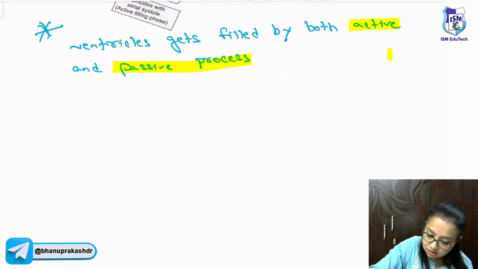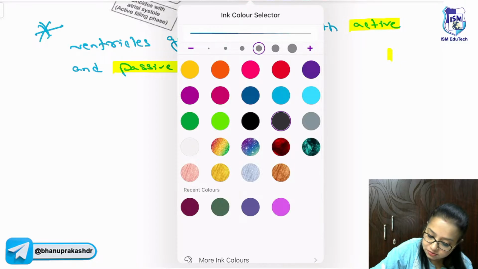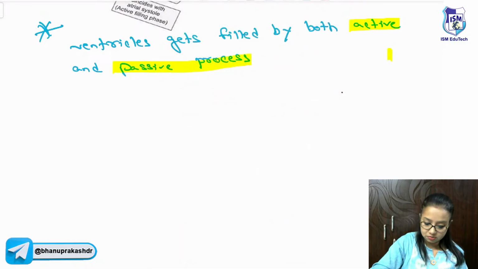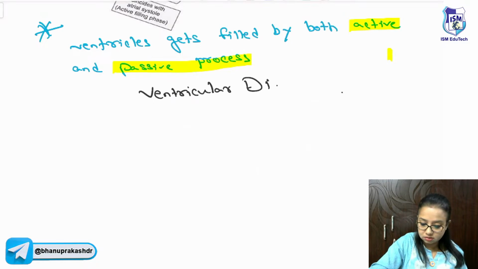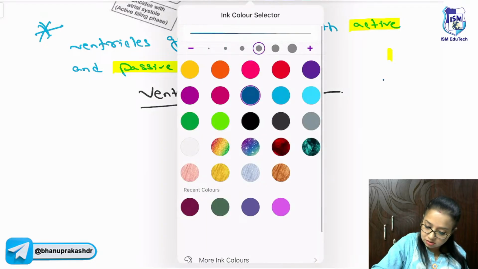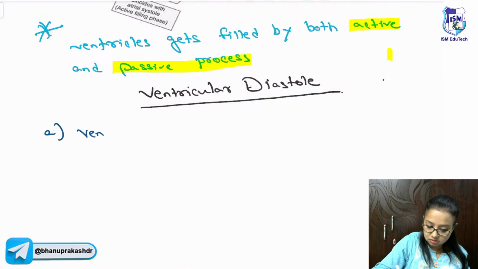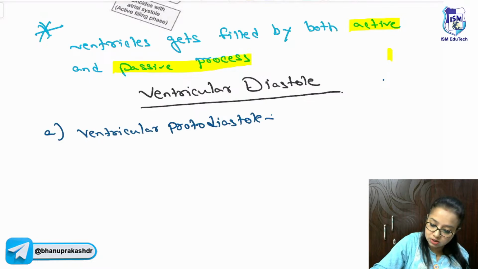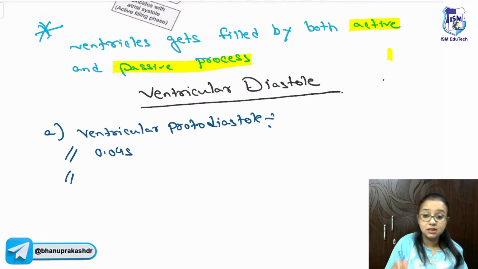Now, let's start understanding the different phases one by one. So, to start with, ventricular diastole. Very quickly, we write the first step, protodiastole. Okay. First characteristic, 0.04 second. What actually happens in this protodiastole?